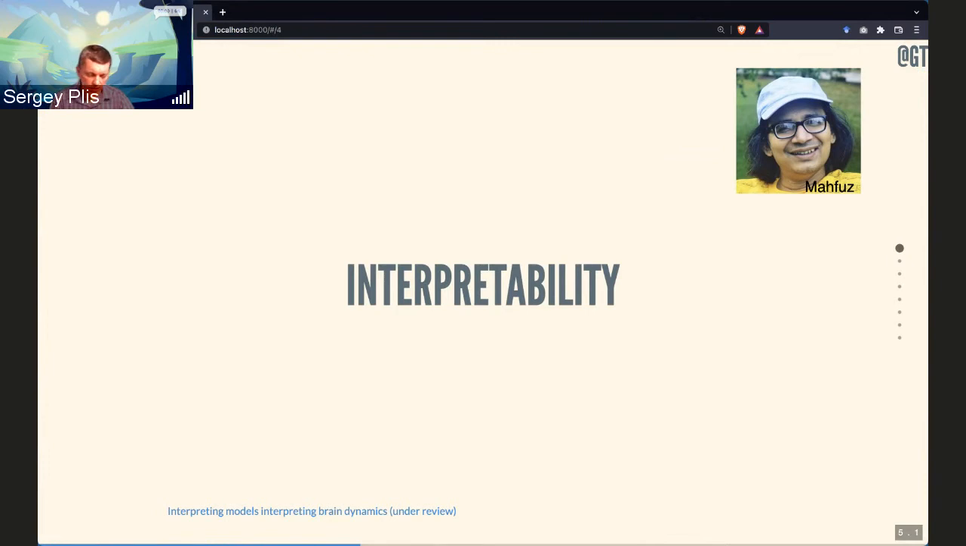So that was about using machine learning for splitting the brain into regions. Now, what about the dynamics? And for the dynamics, the goals are slightly different. This is Mahfouz, a student in our group. It's mostly his work, but we have other people working in the field, Noah and Osman as well. We have a paper under review that I will tell you about now.